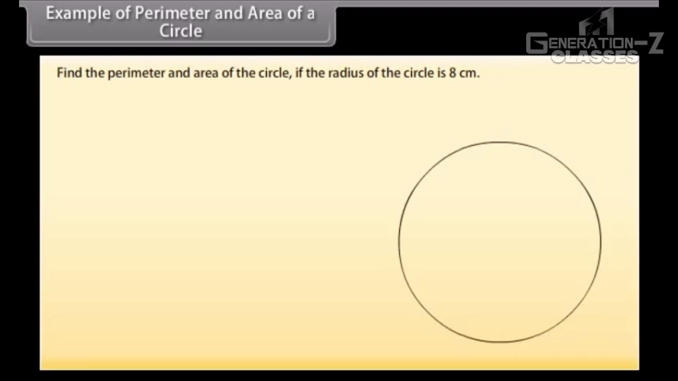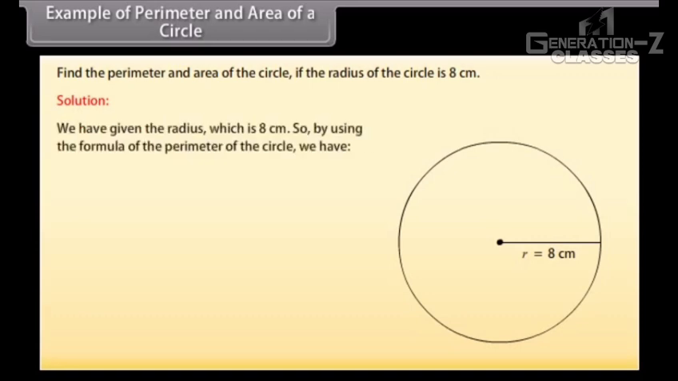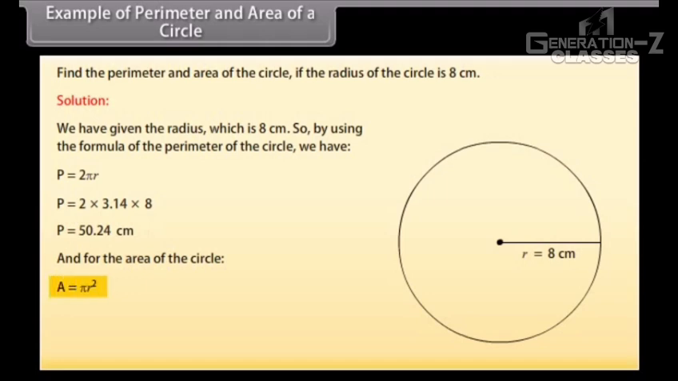Example 2. Find the perimeter and area of the circle if the radius of the circle is 8 cm. Solution. We are given the radius, which is 8 cm. By using the formula for the perimeter of the circle, P is equal to 2 pi r. P equals 2 into 3.14 into 8. P equals 50.24 cm. And for the area of the circle, A is equal to pi r square. A equals 3.14 into 8 square. A equals 200.96 centimeters square.